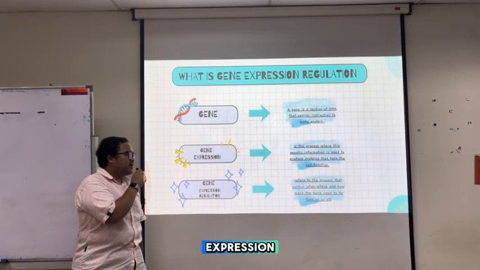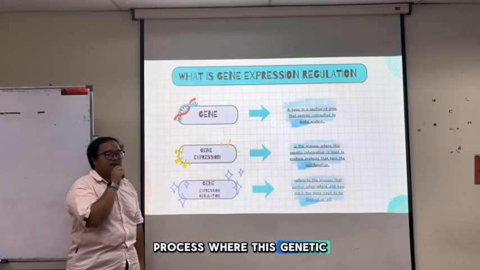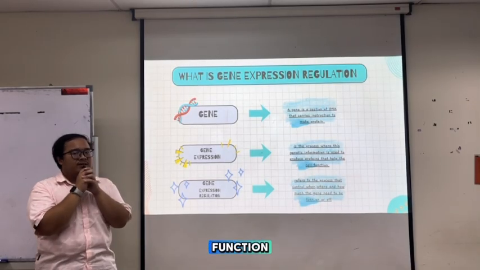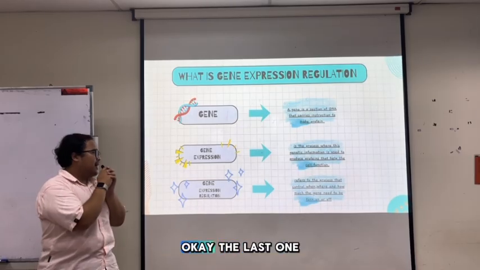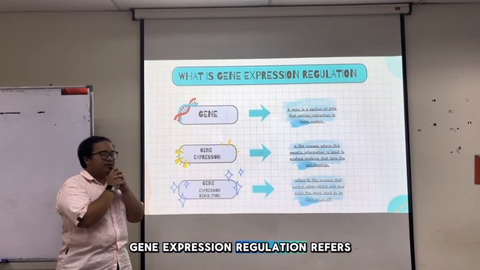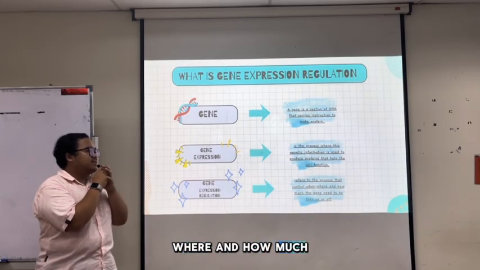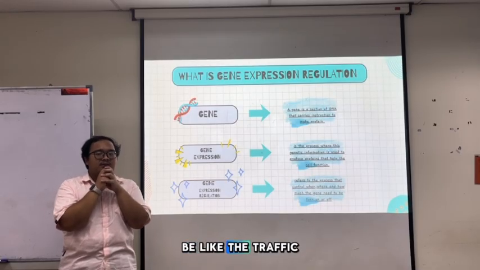Okay, next is gene expression. What is gene expression? Gene expression is the process where this genetic information is used to produce protein to help the cell function. Basically, like making the enzyme or the hormone. Okay. The last one, gene expression regulation, refers to the process that controls when, where, and how much the gene needs to be turned on or turned off. Basically, this is like a graphic officer in the manual.